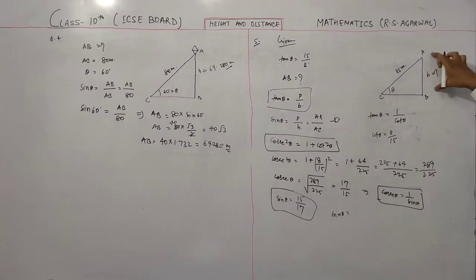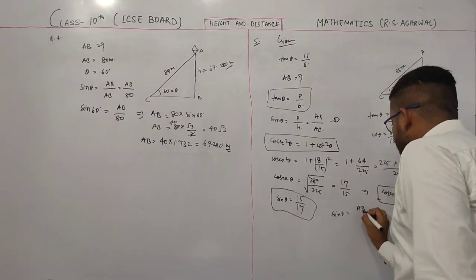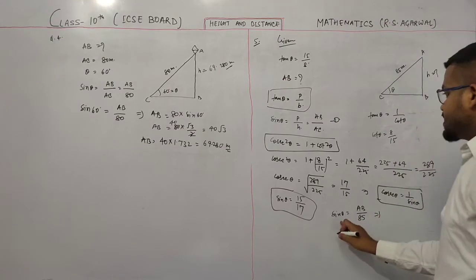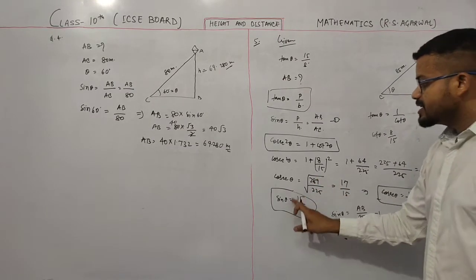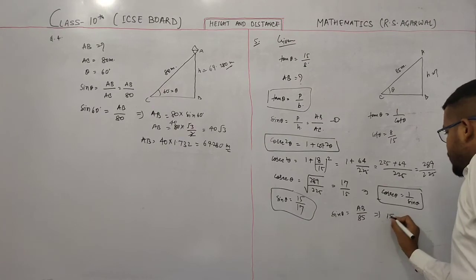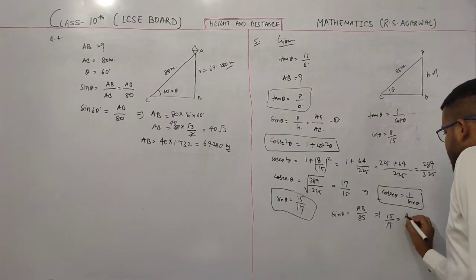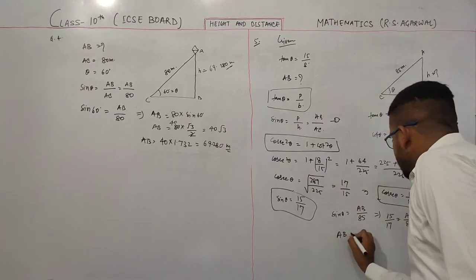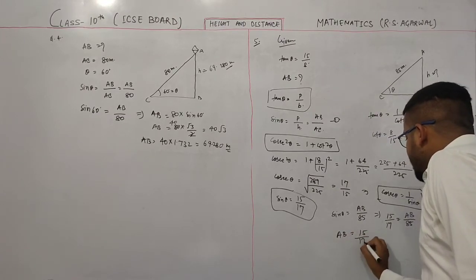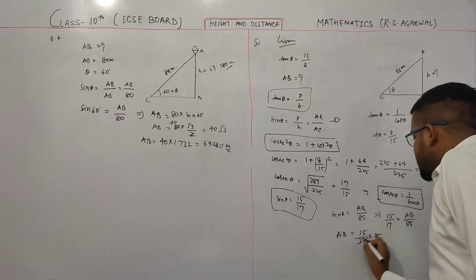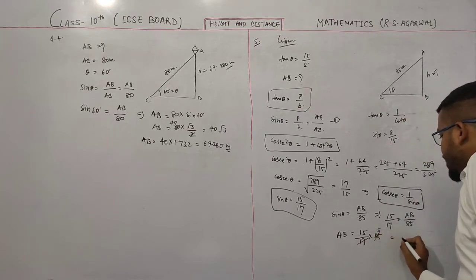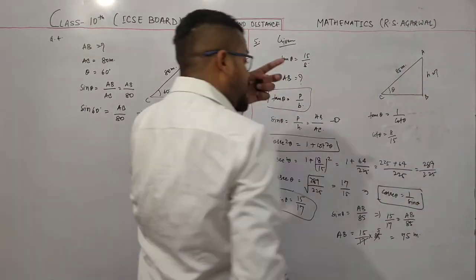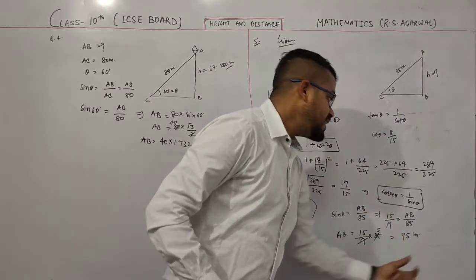So from equation number 1, sin theta is equal to AB by AC. AB is not given, we have to calculate this value, and AC is 85 meter. And sin theta we already calculated. Sin theta is equal to 15 by 17 is equal to AB by 85. So AB is equal to 15 by 17 into 85. 17 fives are 85, so 15 fives are 75 meter. So the height of the kite from the ground is 75 meter.